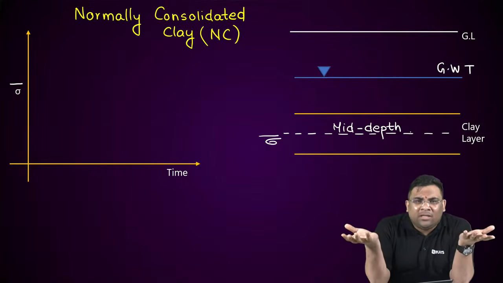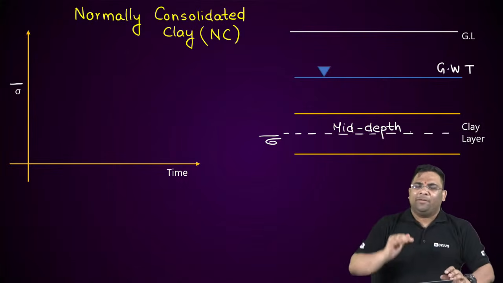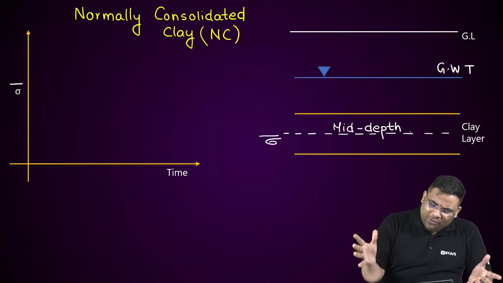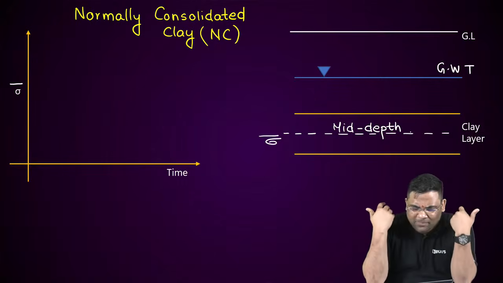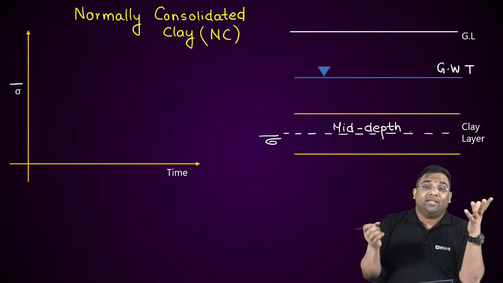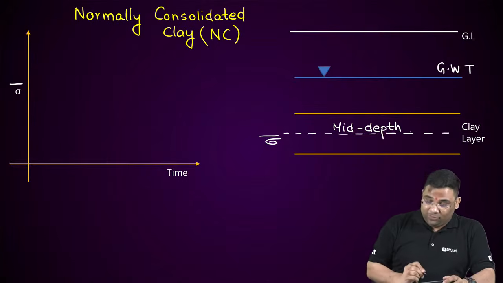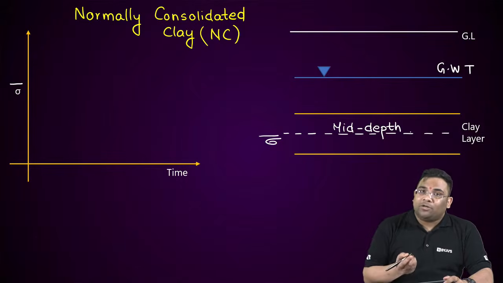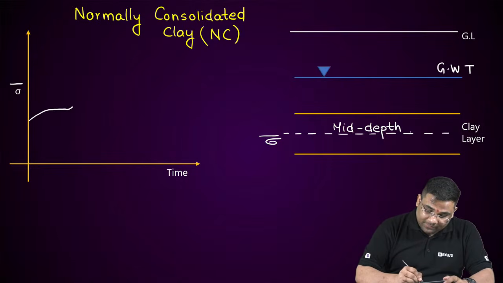There might be erosion, there might be deposition, there might be lowering of the water table, there might be some construction, or we might be destructing a structure. Many things can happen and the effective stress can change. So if you are plotting the effective stress at the mid depth of the clay layer with time, you might get various plots. Suppose you are getting a plot like this.